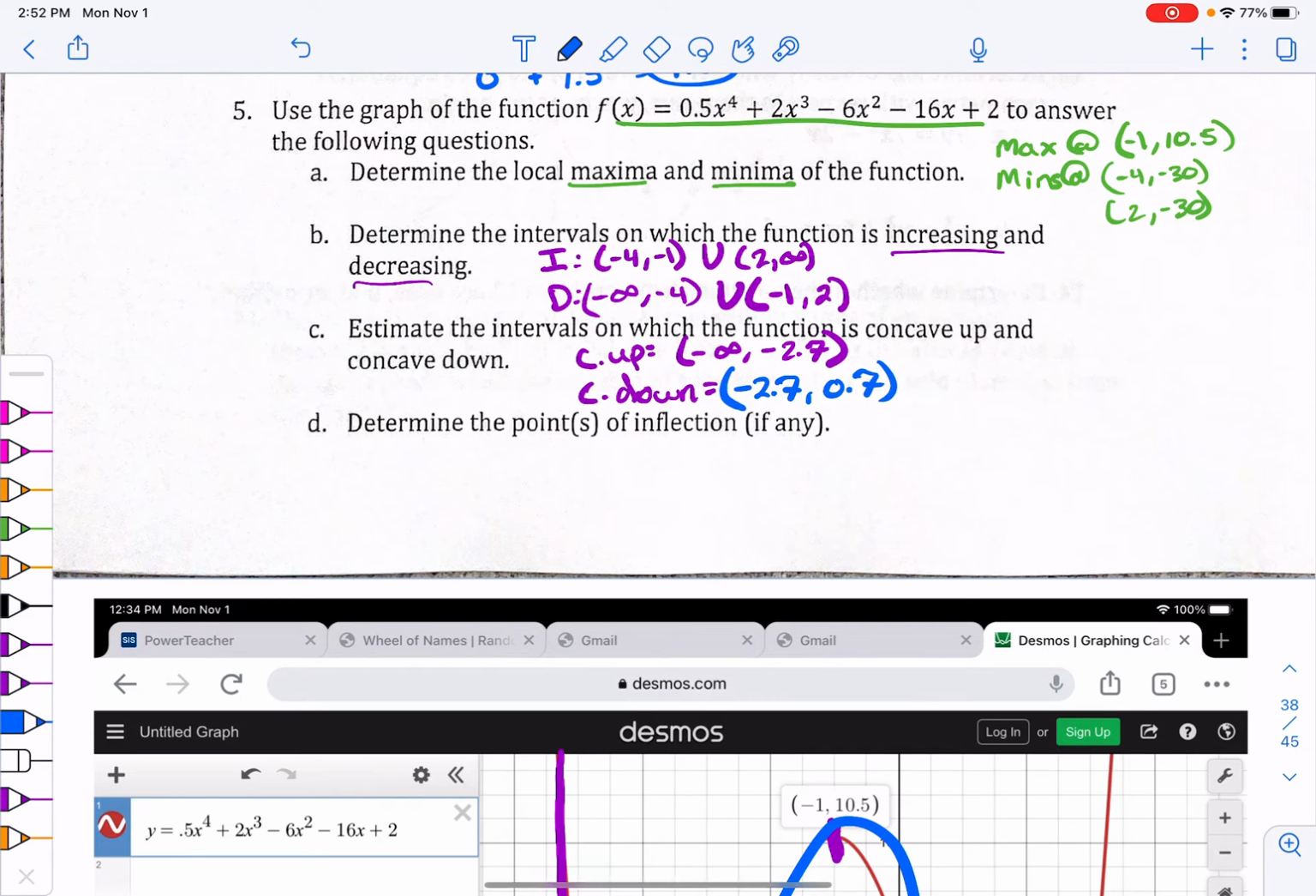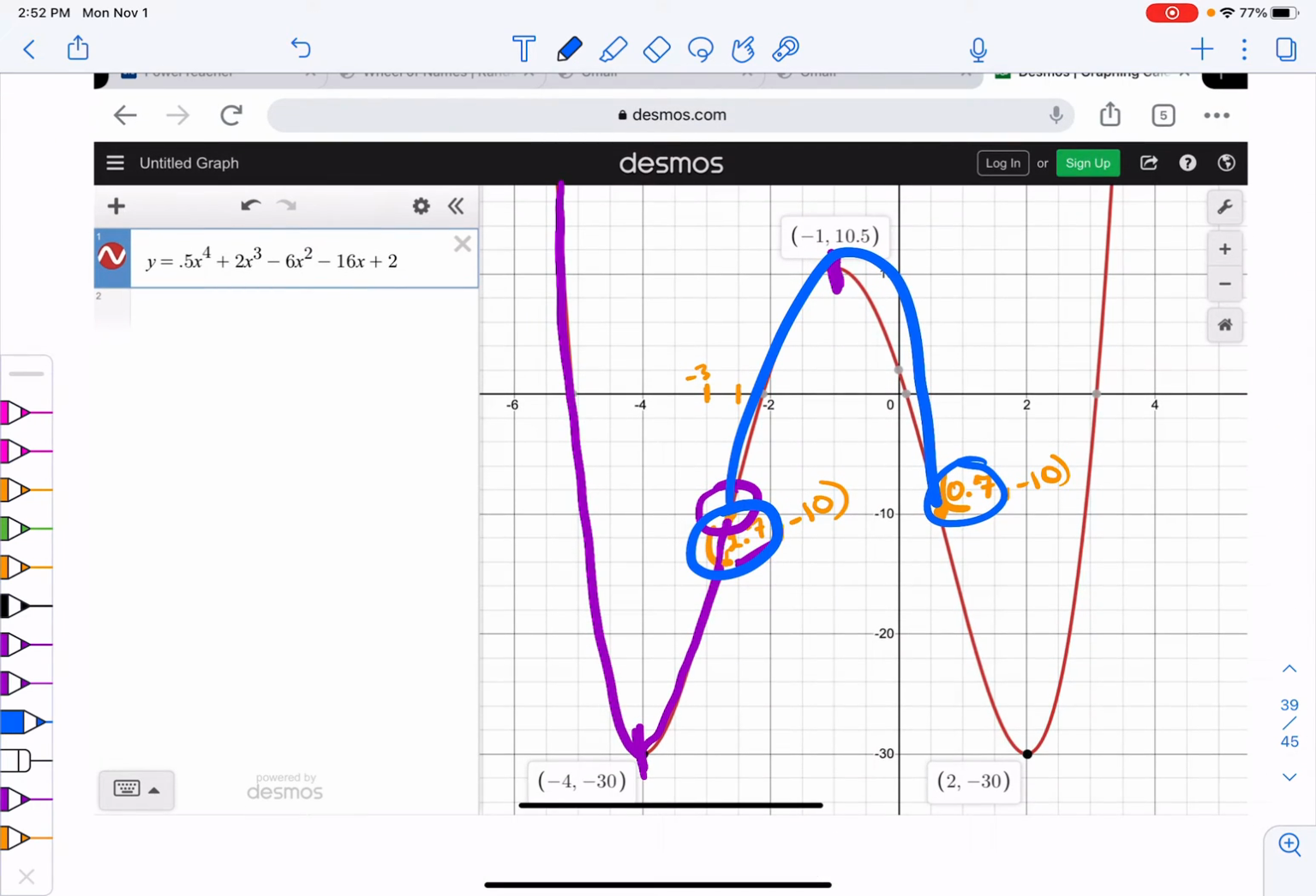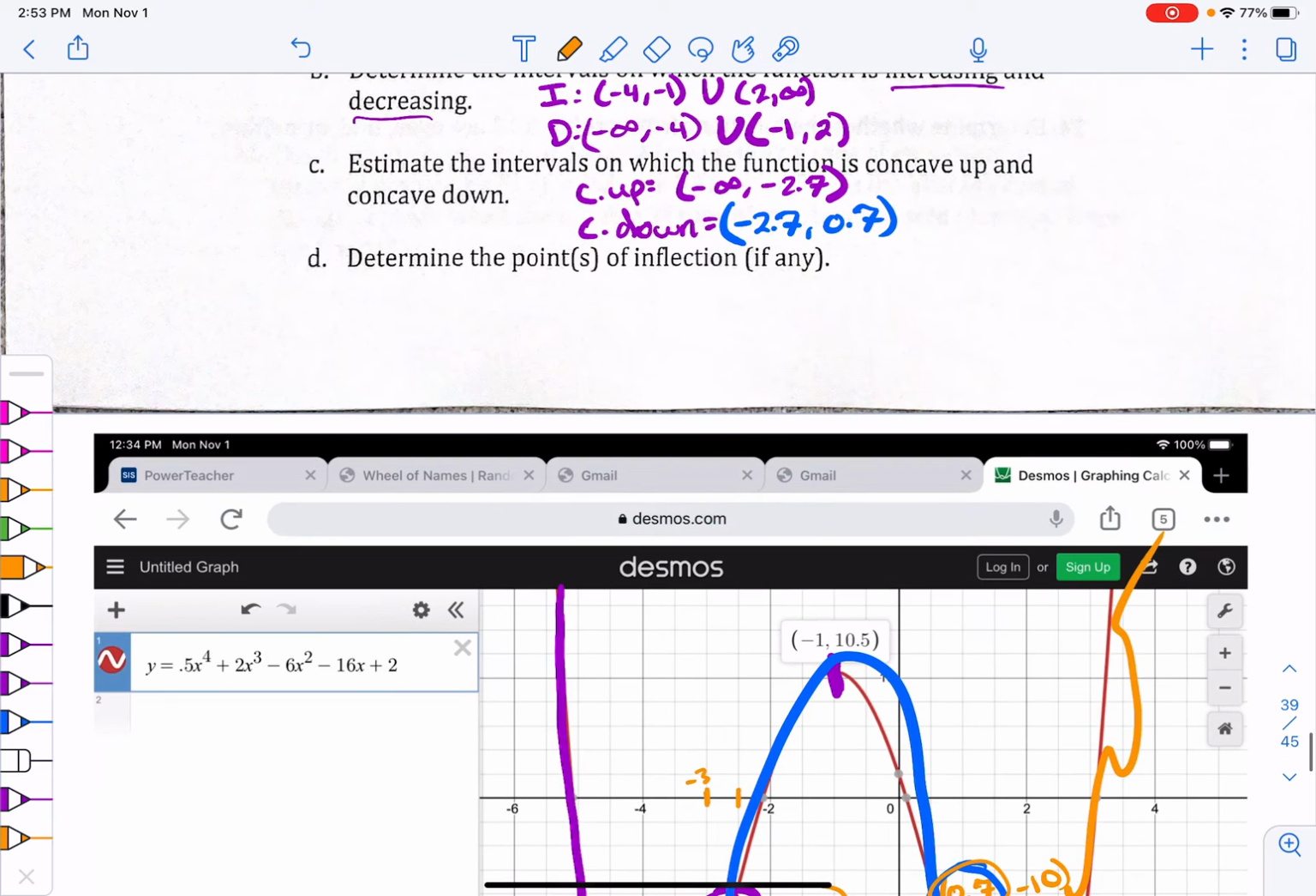Okay, as long as you're close on those, I don't care. And then the last thing he's doing is here, he is caving up again, and that's going from 0.7 to infinity. So unioned 0.7 to infinity, he's caving up again.